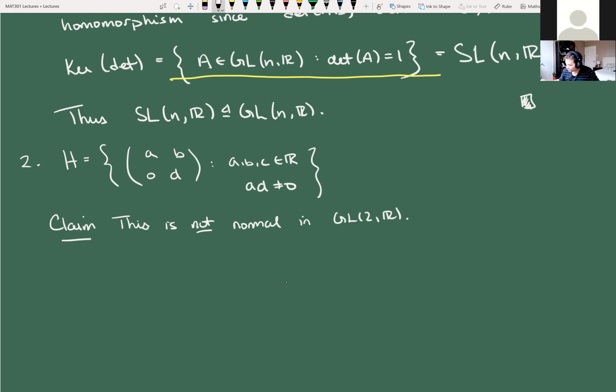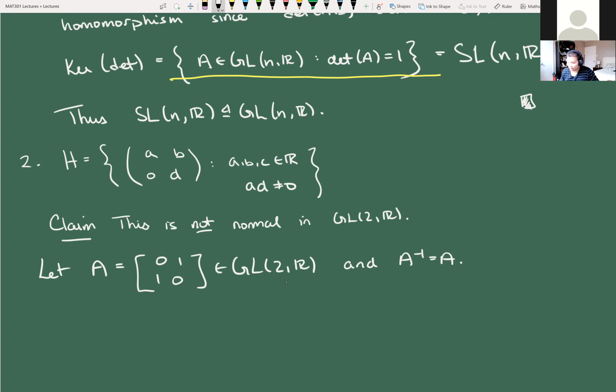Oh, hey, that's exactly the one I used. Yeah, 100%, let's use that one. This is clearly in GL2R, because its determinant is -1, and moreover, it is its own inverse. I don't know what led you to this one, Hector.